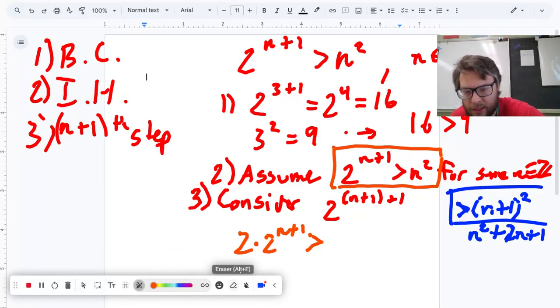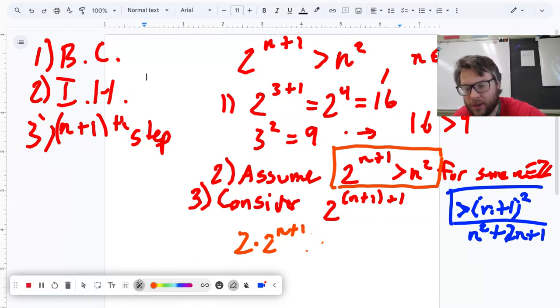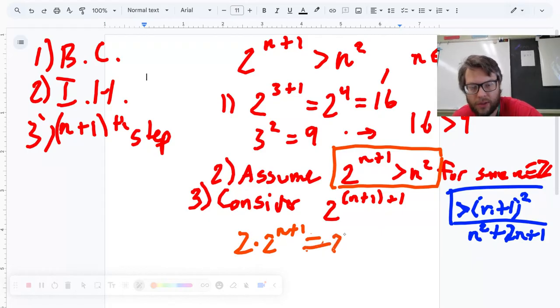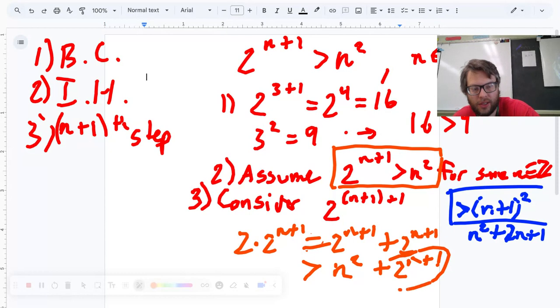let me back up for a second. We can say that this is equal to 2 copies of 2 to the n plus 1. So this is equal to 2 to the n plus 1 plus another 2 to the n plus 1, which we can say is greater than n squared plus 2 to the n plus 1. So all that remains for us to do is to focus on this part, 2 to the n plus 1 compared to 2n plus 1.